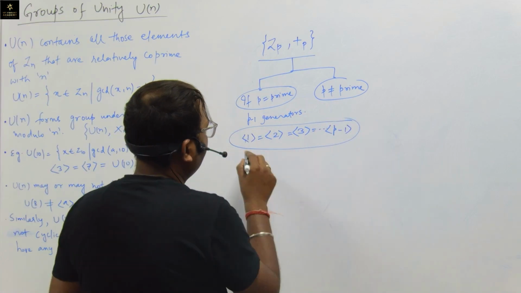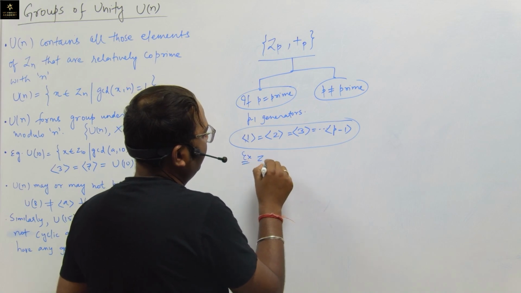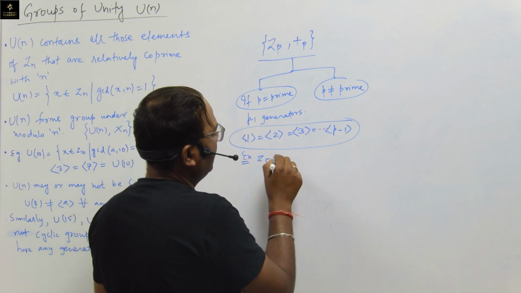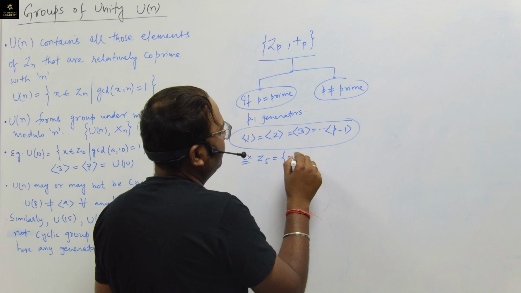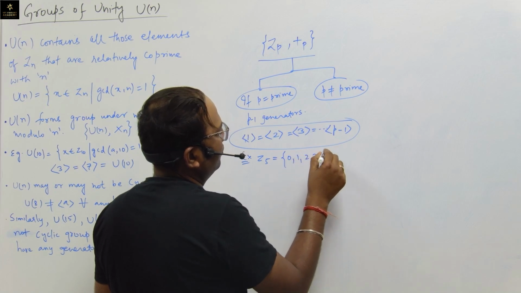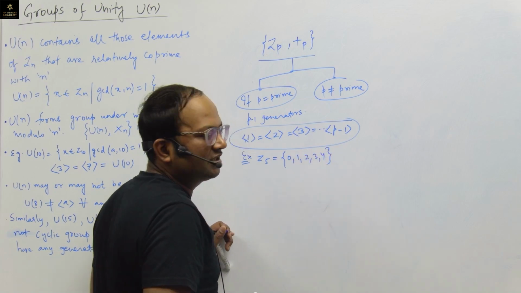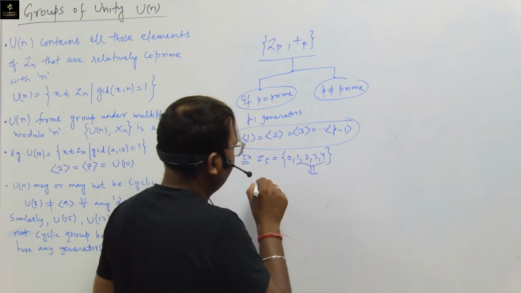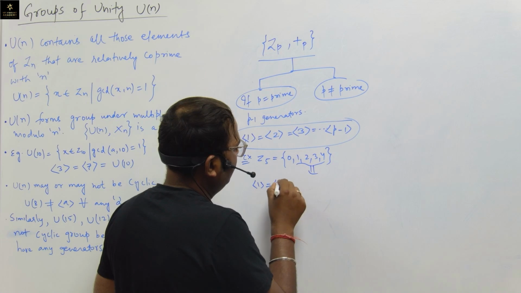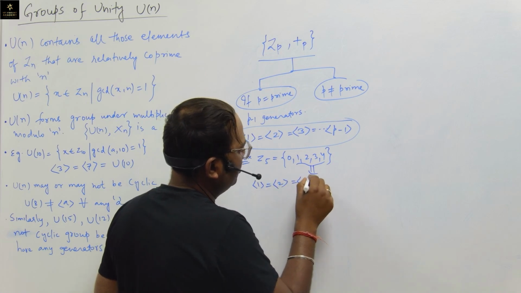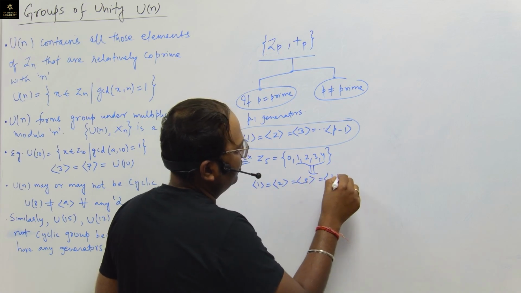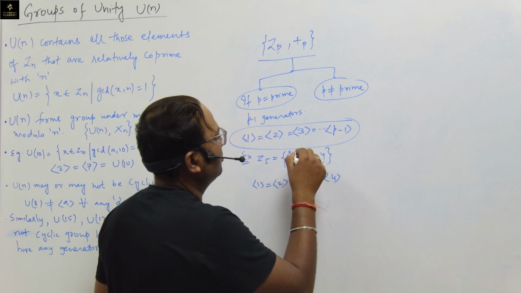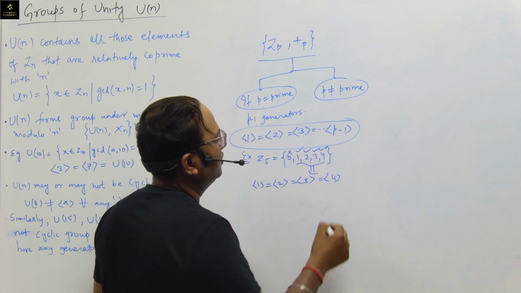Example: Z5. 5 is prime, so the elements in Z5 will be 0, 1, 2, 3, 4. Everything except 0 will be the generator. So 1 is a generator, 2 is also a generator, 3 is also a generator, 4 is also a generator. So everything except 0 is a generator, so 1, 2, 3, 4 are the generators.